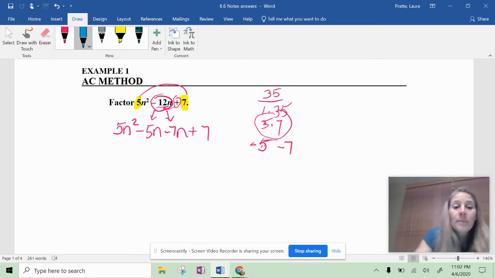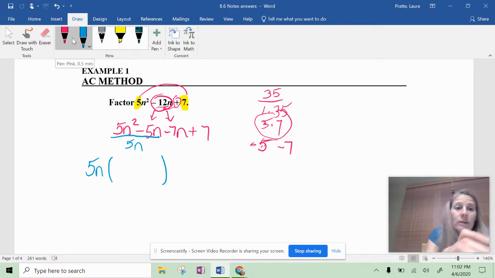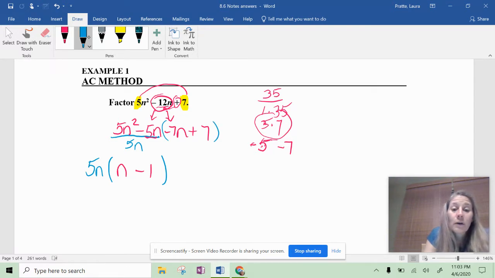Now, after you set it up, you're now going to take a look at your first two terms there, and you want to take out the GCF, just like we did last week. So what can we divide both of these by? 5, and they also both have some version of an n, so we can take out 5n. So then when we take our 5n out, what is left in those parentheses? Well, 5n squared divided by 5n would just leave me with another n, and negative 5n divided by 5n is negative 1.